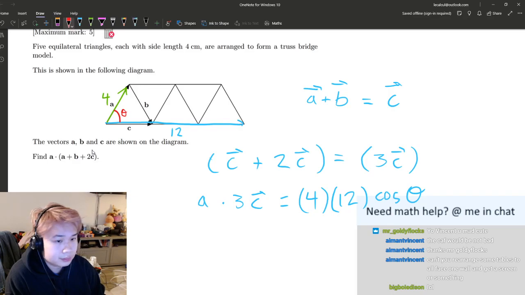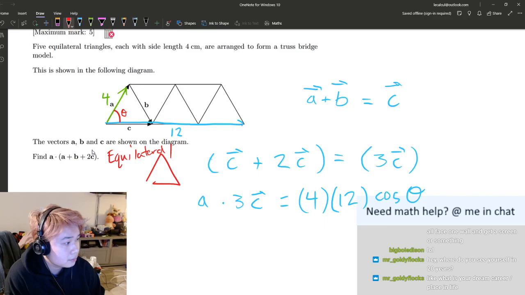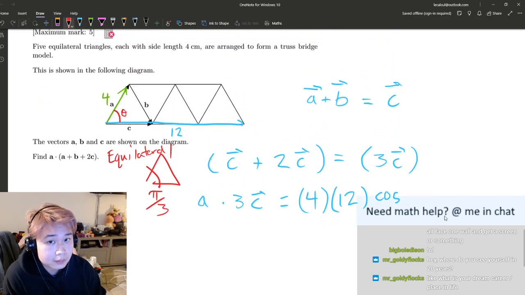Now, of course, what's nice is, well, this is an equilateral triangle right here. And then, well, equilateral triangles always have internal angles of 60 degrees. I guess I'll use radians, which is pi over 3. So that's that last missing piece. So this is cosine pi over 3.